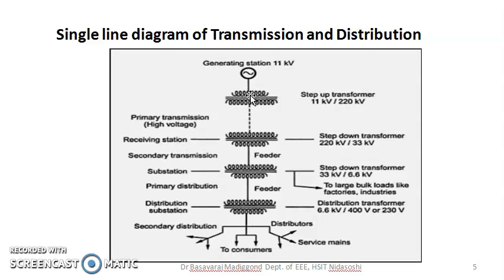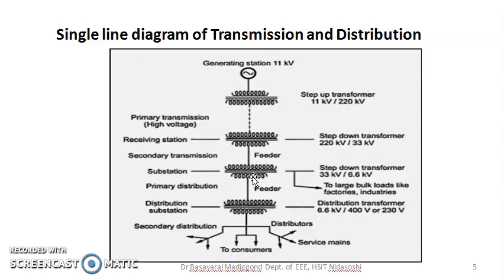So from the generating station transformer to the receiving station, we transmit the electric power at 220 kilovolts. This is called primary transmission or high voltage transmission. At the receiving station, the 220 kilovolt is stepped down to 33 kilovolts. Okay, after stepping down, again it will be transmitted to the substation. From the receiving station to the substation, this is called secondary transmission or low voltage transmission.